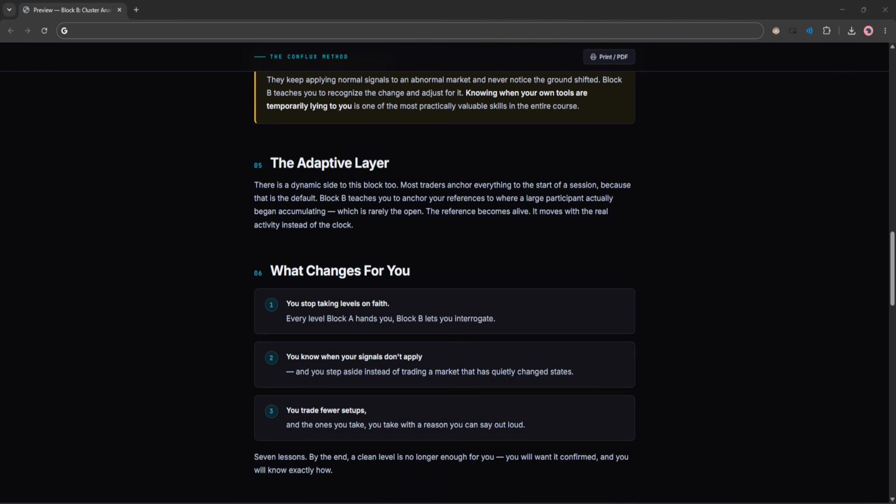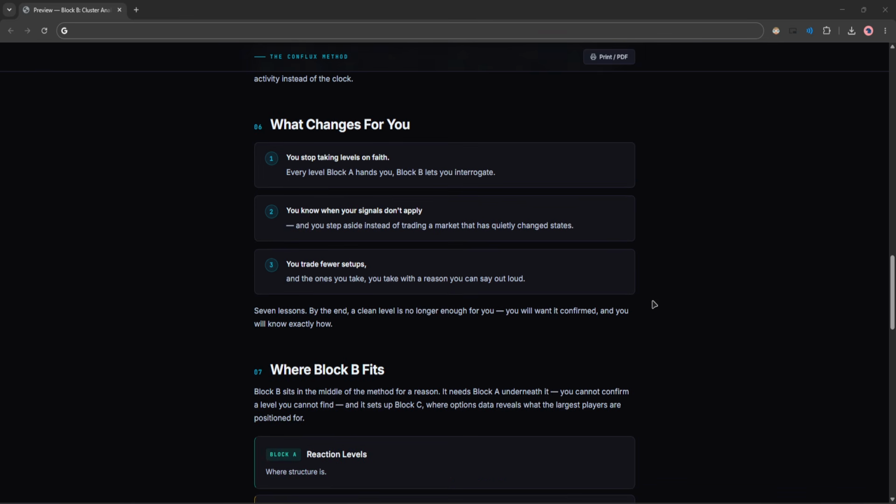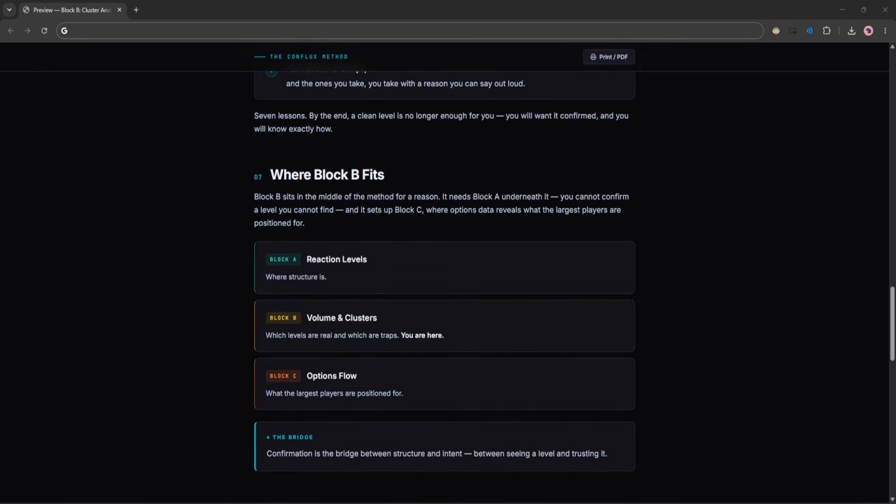Block B sits in the middle of the method for a reason. It needs Block A underneath it. You cannot confirm a level you cannot find. And it sets up Block C, where options data tells you what the largest players are positioned for. Confirmation is the bridge between structure and intent. You can take Block B on its own if you already read the levels well and just need the confirmation layer. Or as the second block of the full course, which is how most people run it.